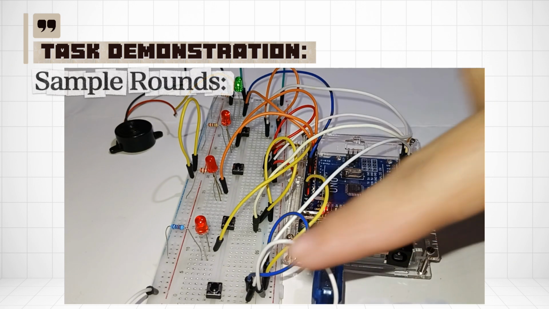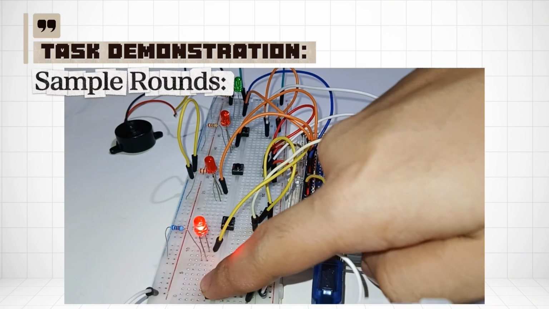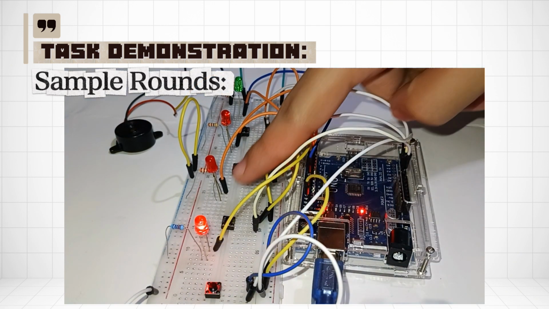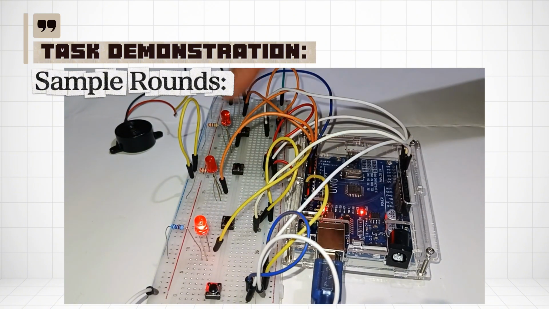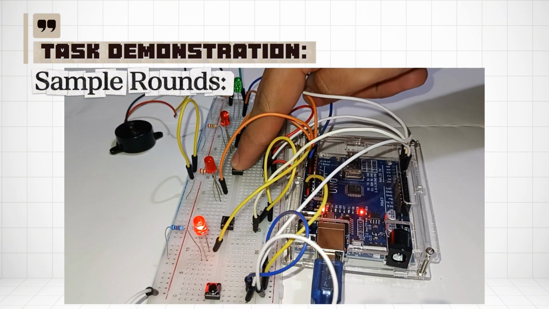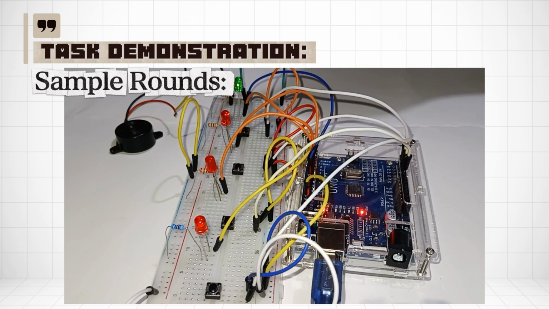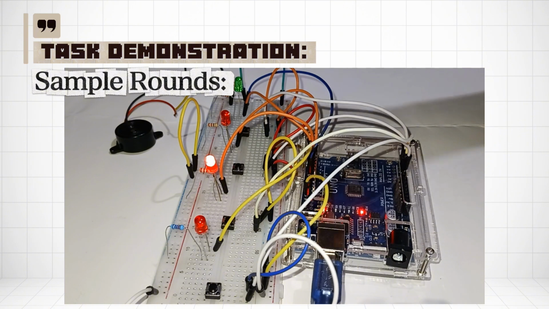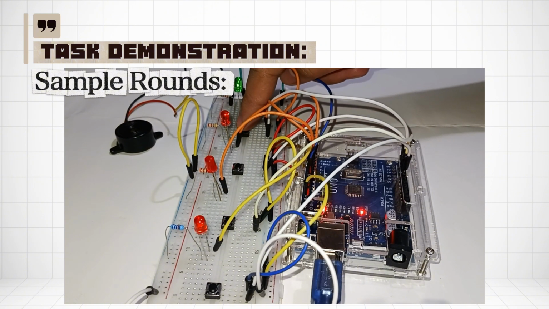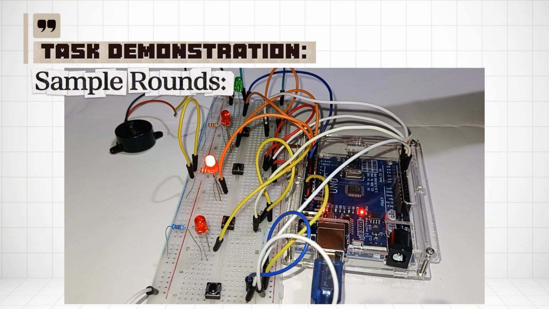As for the task demonstration for our sample rounds, when I press the player 1 button, the red LED turns on, and when I press the player 2 and player 3 buttons, it won't turn on. But when I press the reset button, it turns off the LED of player 1, meaning the system is already accepting a new winner.